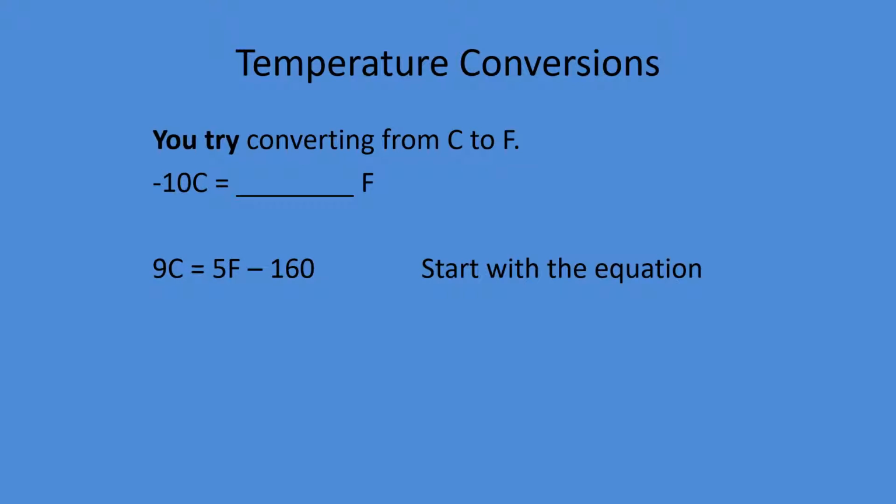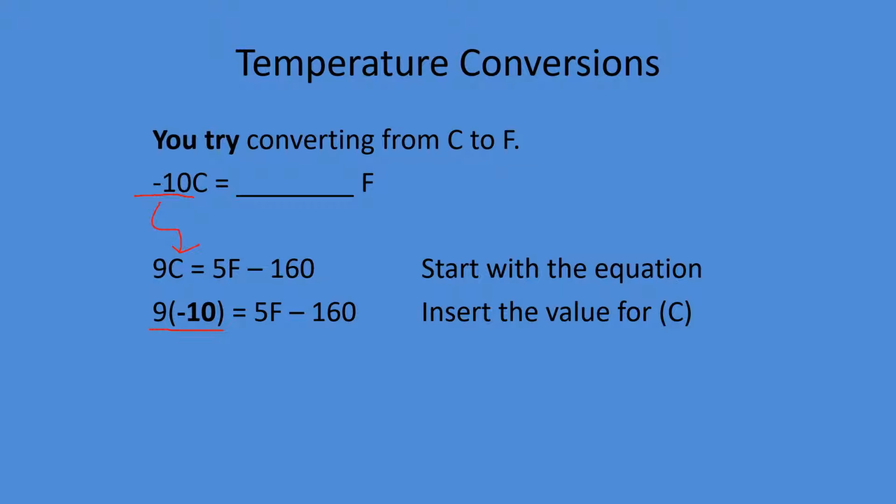All right, this time we got a negative number. So don't be scared. Just be careful of your negative values. So plugging in negative 10 anytime we see a C. So let's go ahead and simplify. 9 times negative 10. That's going to give us negative 90.